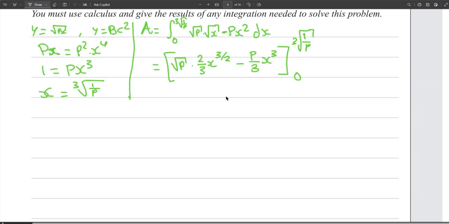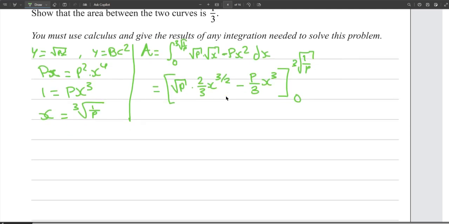And now what we can do is write this in surd form. That might make it easier. So root p times 2 on 3, the square root of x cubed, minus p on 3 x cubed, between 0 and the cube root of 1 on p. And now we can start our substitution process.